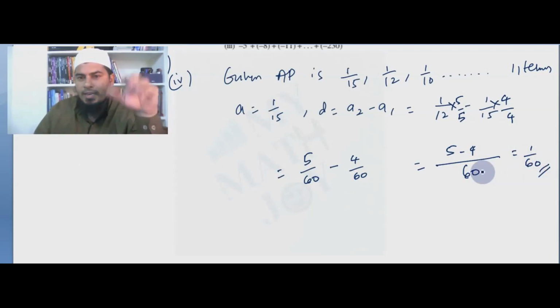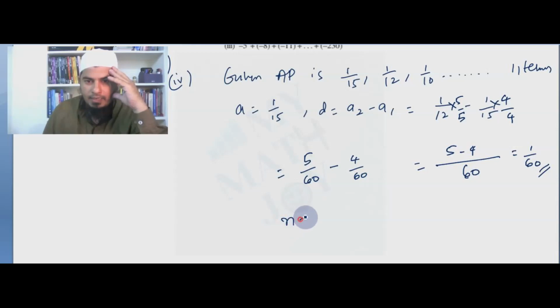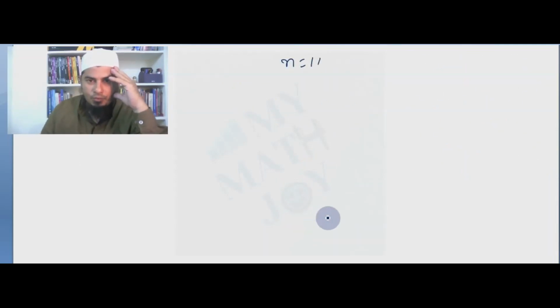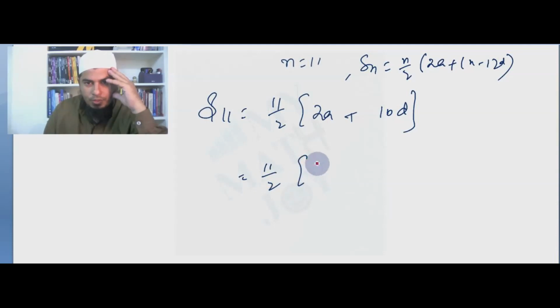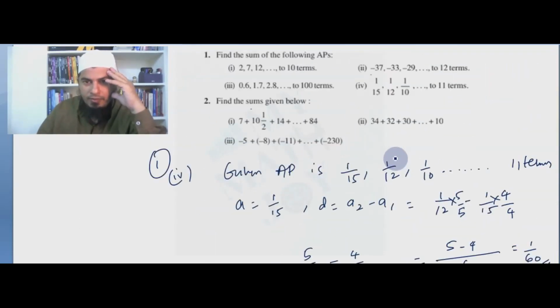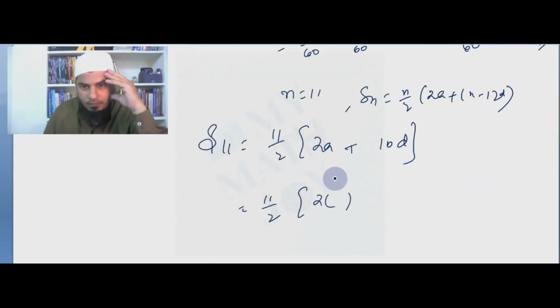What I want here, n is 11, given n is 11. S11 we need to find. Now S11 is equal to 11 by 2 into 2a plus 10d. The formula: Sn is equal to n over 2 into 2a plus n minus 1 into d. 11 over 2, 2 times a. a is the fraction 1 over 15, and d is 1 over 60.